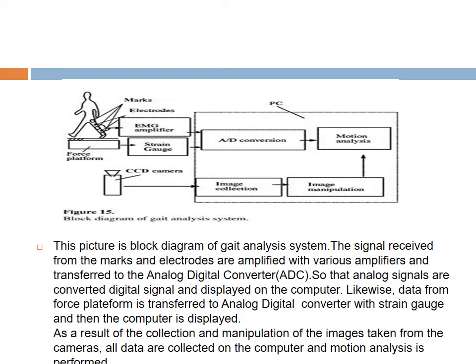This picture is a block diagram of a gait analysis system. The signals received from the markers and electrodes are amplified with various amplifiers and transferred to the analog-digital converter, so that analog signals are converted to digital signals and displayed on the computer. Likewise, data from the force platform is transferred to the analog-digital converter with a strain gauge and then displayed on the computer. As a result of the collection and manipulation of the images taken from the cameras, all data are collected on the computer and motion analysis is performed.